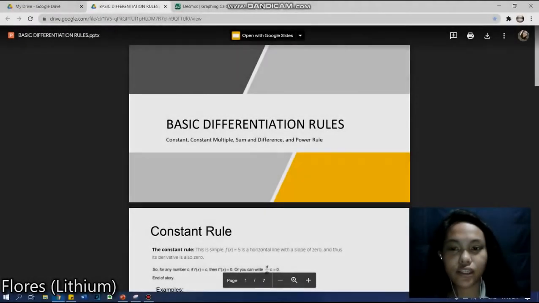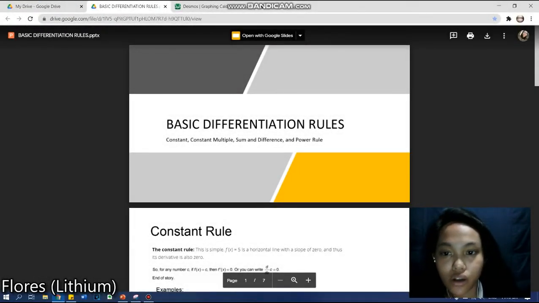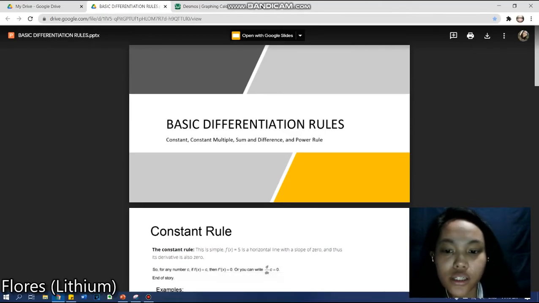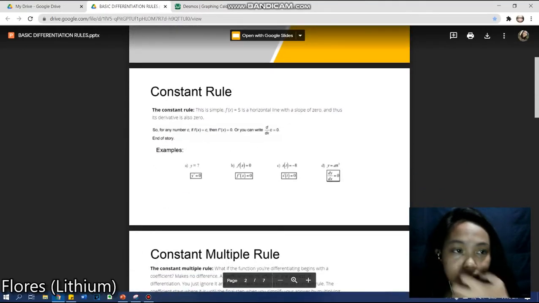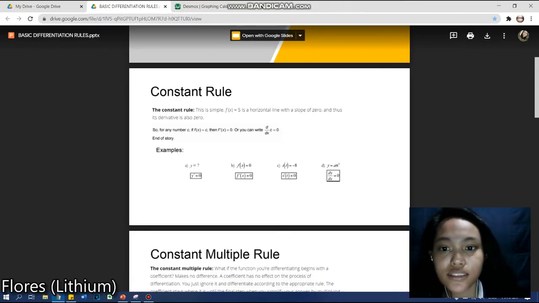Good day to everyone who is watching right now. Today I will show you the basic differentiation rules: the constant, constant multiple, sum and difference, and power rule. So let's start with the constant rule. The constant rule is the simplest differentiation rule because it states that whatever real number or ordinary number you have, its derivative is always equal to 0.